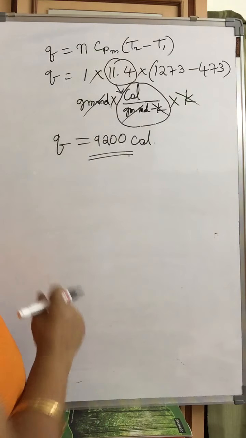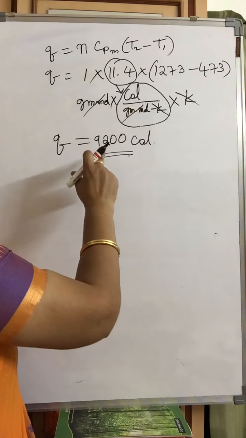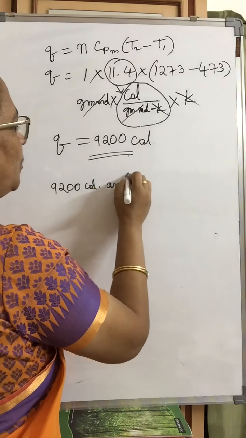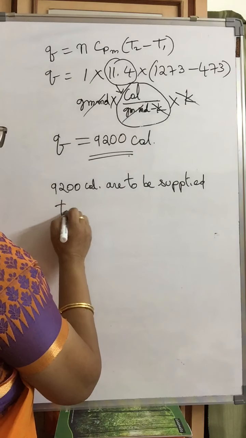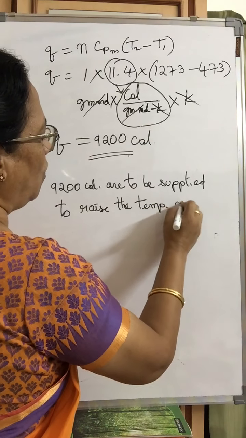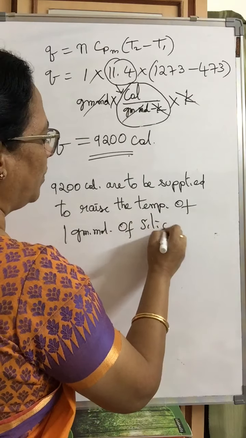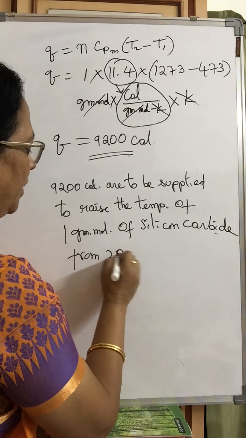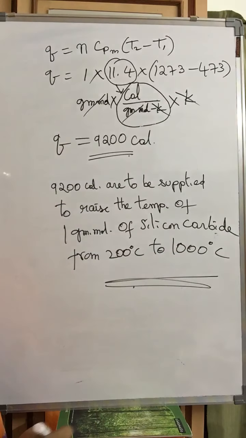So this much heat is to be supplied. We will write this: 9200 calories are to be supplied to raise the temperature of 1 gram mole of silicon carbide from 200 degrees centigrade to 1000 degrees centigrade. This is the conclusion. Thank you.